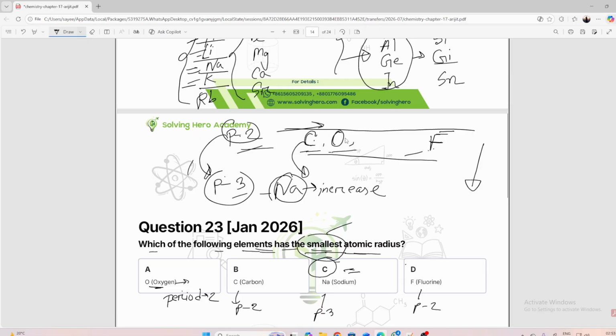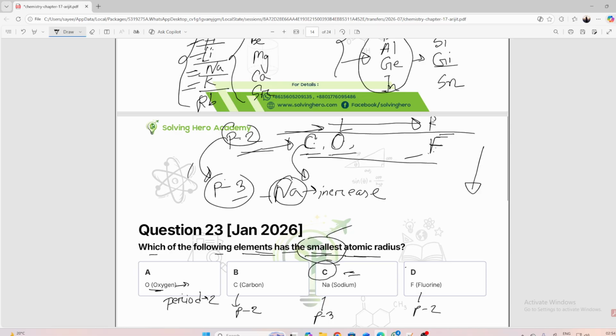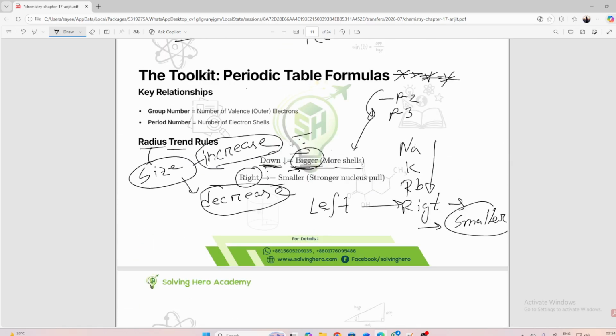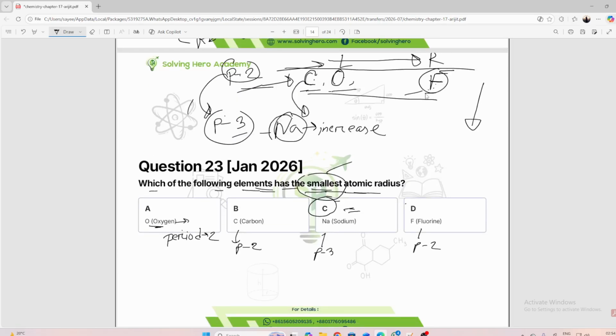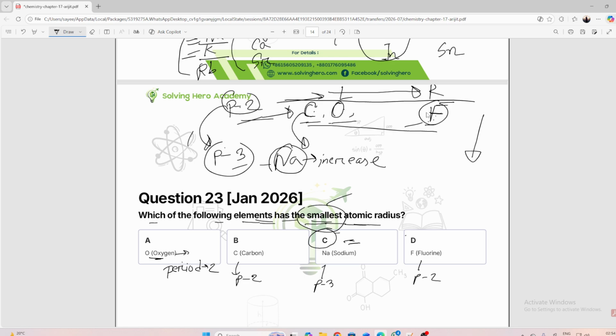If you look carefully at these 3 atoms, we know that they are in the same period, and in the same period, if you go left to right, the size decreases. Don't we know that? We have already said that. If you go left to right, the size becomes smaller. So fluorine lies on the most right side. So this is the smallest.